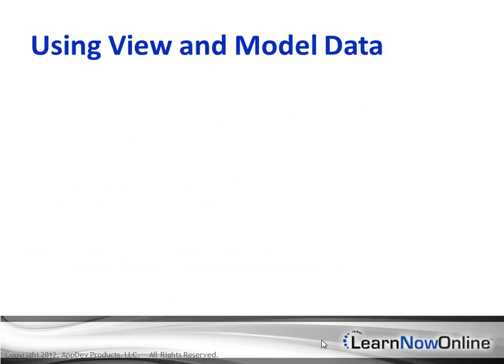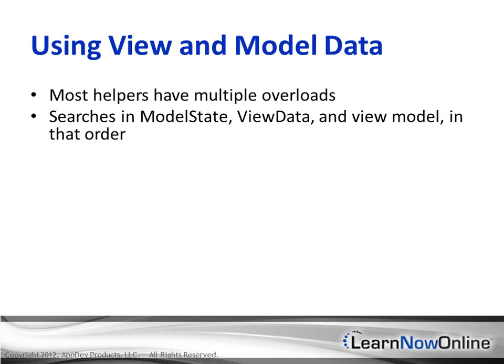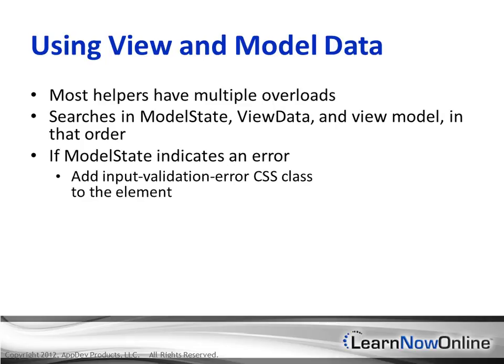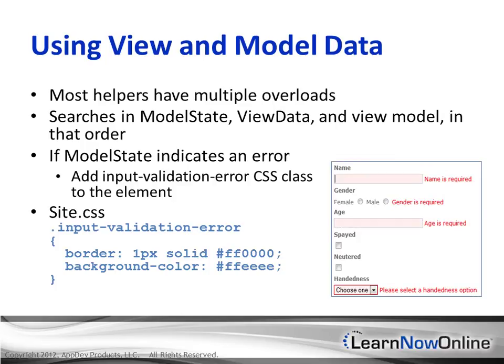When you're using view and model data, there are some things you want to take into consideration. One of which is most helpers actually have multiple overloads. Some of these search within the model state, view data, and the view model in that particular order. If a model state indicates an error, it will add the input-validation-error CSS class to the particular element. That is contained within the Site.css by default, and here's a look at that particular class.